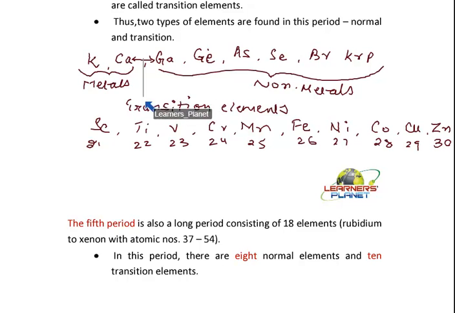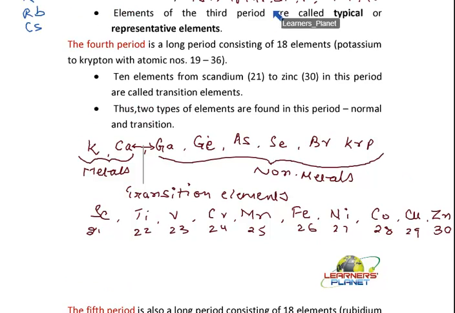Now altogether, how many elements are there in this? There are 18 elements. So what is this, students? It is a long period. In the fourth period, there are two types of elements found, rather three types of elements found. We can say two types. One is the normal element and the transition element. Now let's pick up our fifth period.